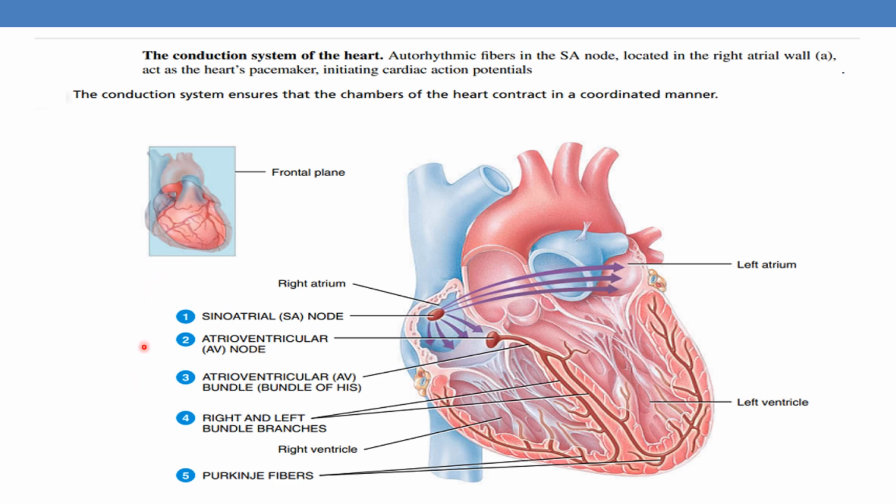Sinoatrial node, then atrioventricular node. From that, to the atrioventricular bundle or bundle of His. From there, the right and left bundle branches, and finally to Purkinje fibers.